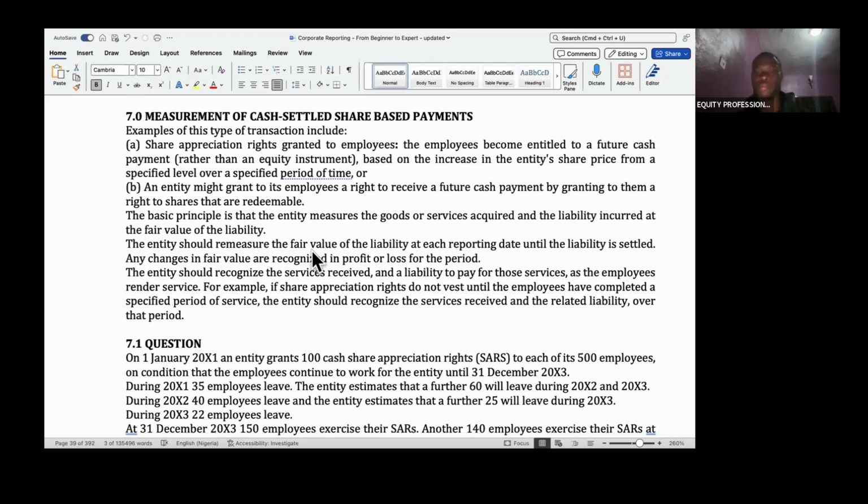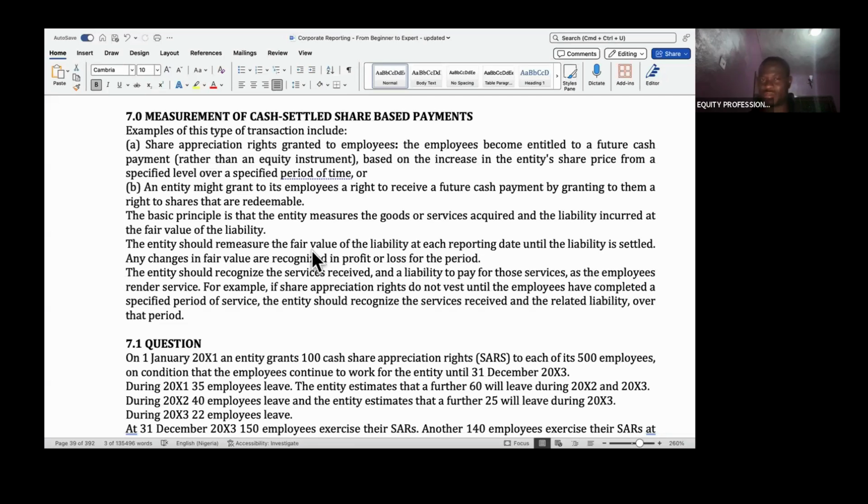the entity, the employer, has promised to give cash to the employees, and he bases the value of those cash on its share price. That's just the difference. He has promised to give cash, but the value of that cash is based on its share price. So in that case, the employer has an obligation to give cash. And whenever we have an obligation to deliver cash, that's a liability. Unlike equity settled, where we're crediting equity reserve, for cash settled, we usually credit liability.